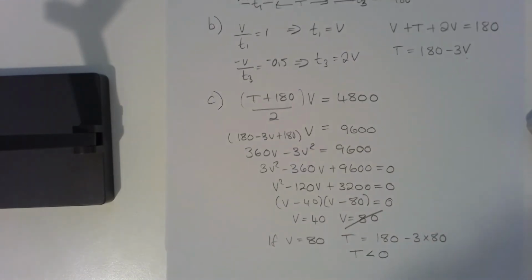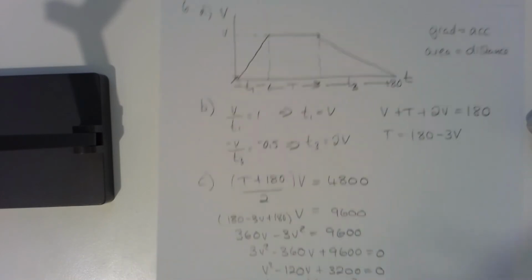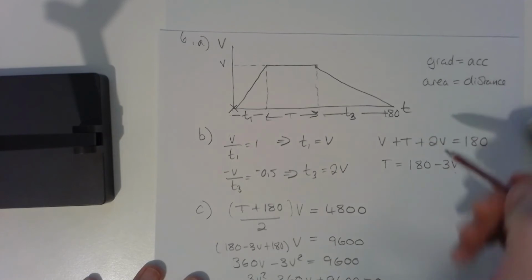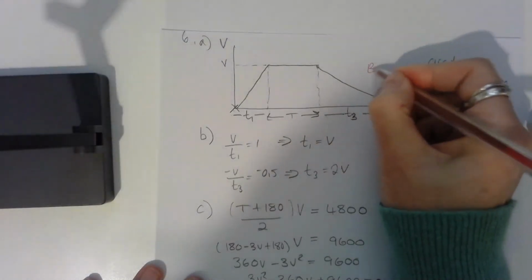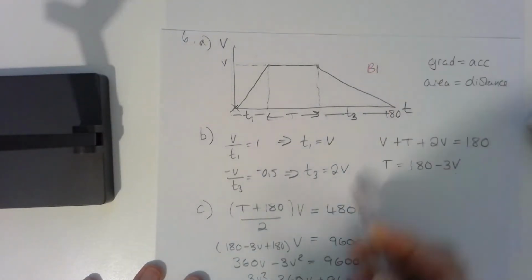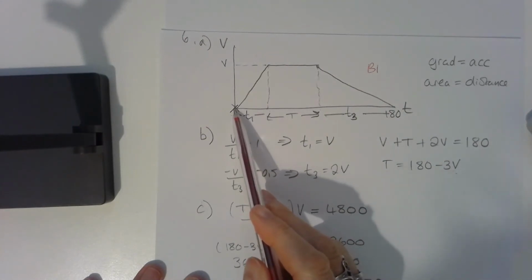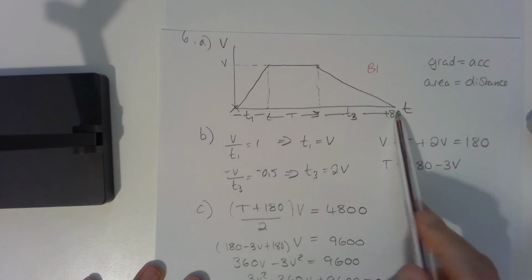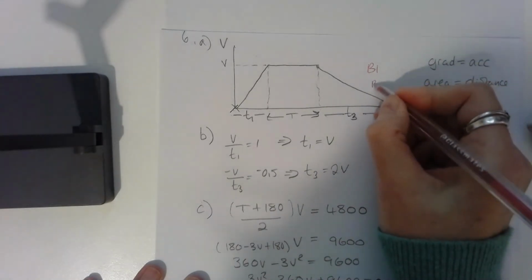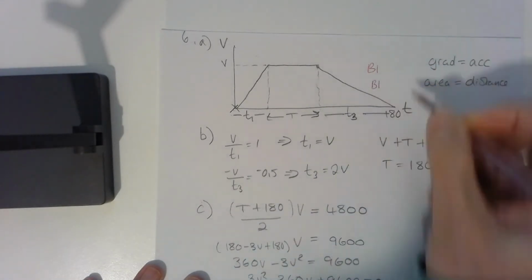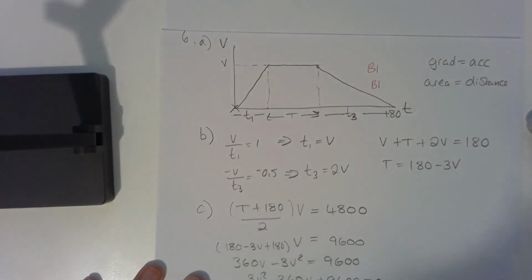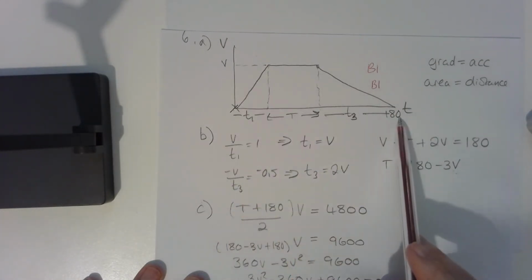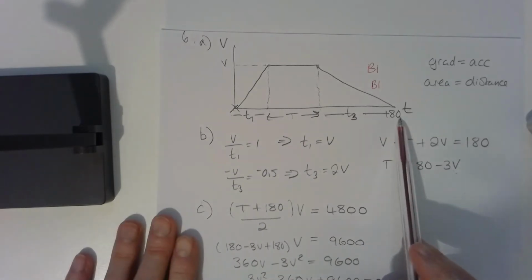Marks wise for this, there are 2 B marks for the graph. One is for the shape of the graph, and that means that it has to start at the origin, end on the t-axis, and it has to be the correct shape. B2, the second mark, is for writing the values v, t and 180 that were given in the question.